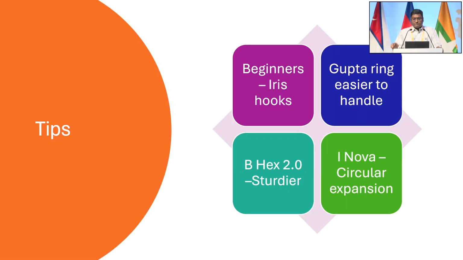So what I would suggest is, for beginners, you can start off with iris hooks. Then the Gupta ring is easier to handle when compared to the B-Hex of the previous version. Taking this feedback, now they have developed B-Hex 2.0 that is sturdier and easy to manage. The B-Hex 1.0 was very thin and it was difficult to maneuver. And now I think Inova has a promising future with the circular expansion, easy insertion and removal.